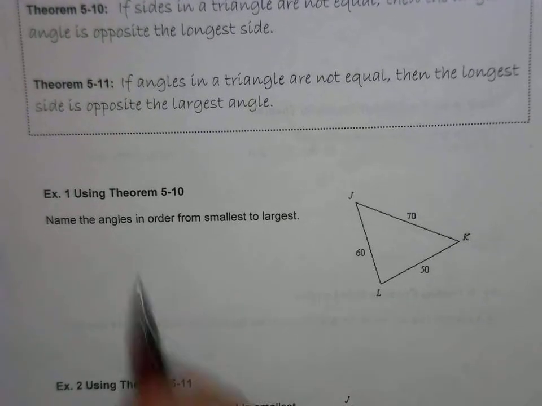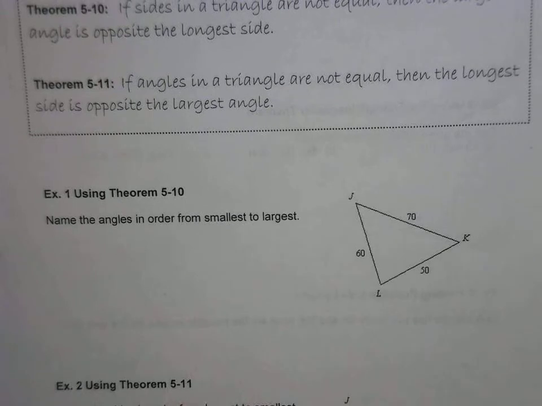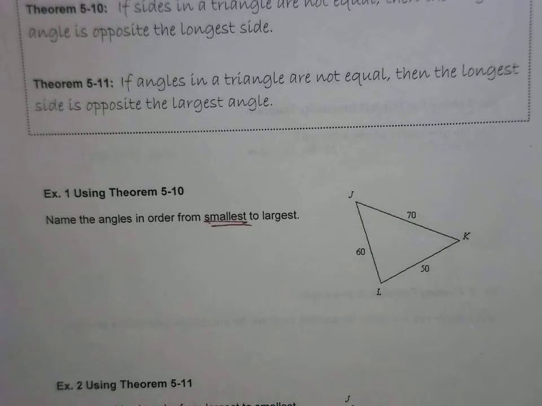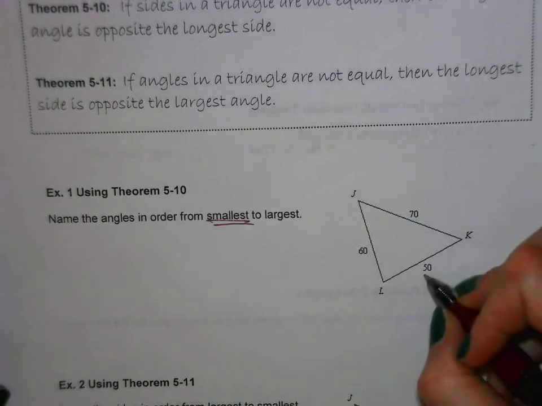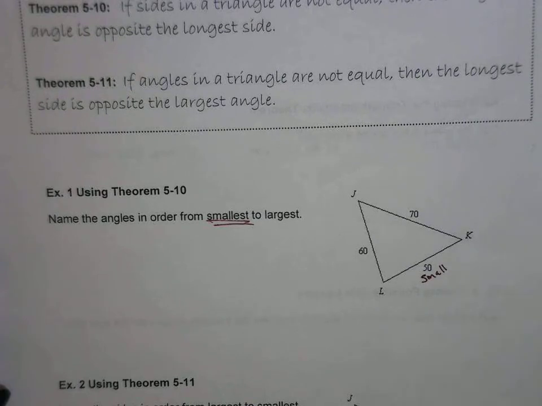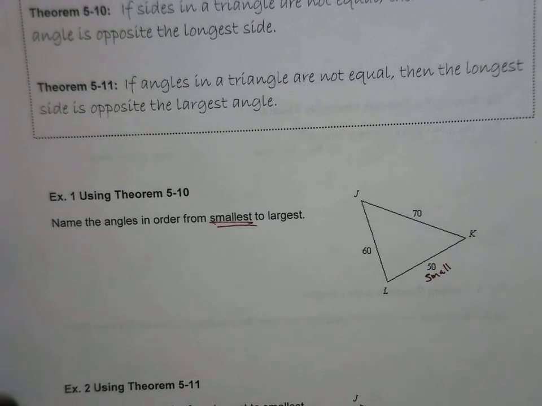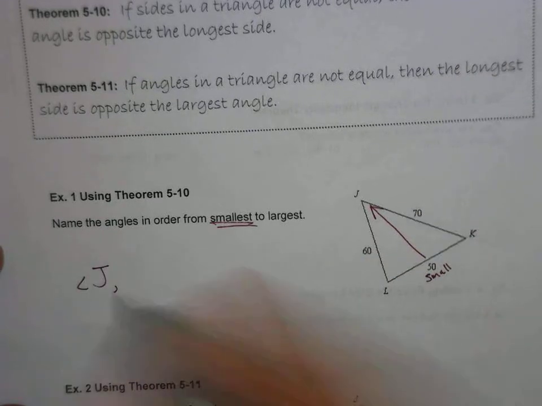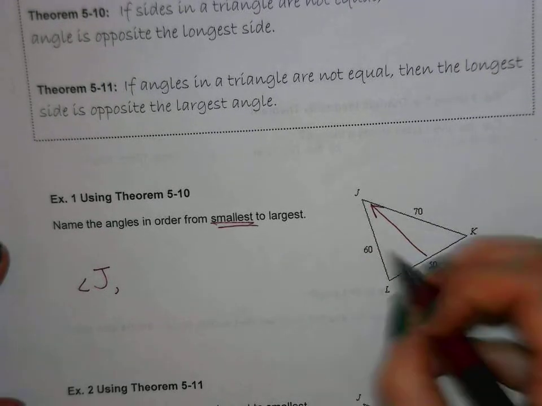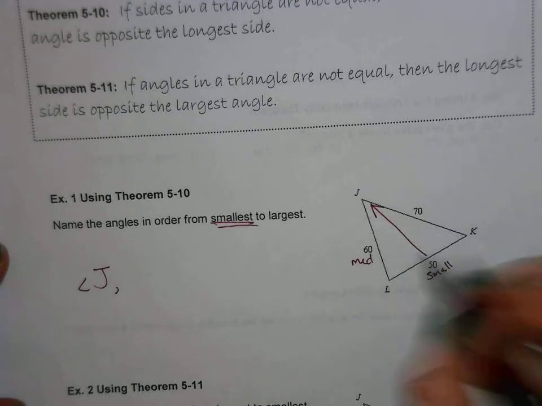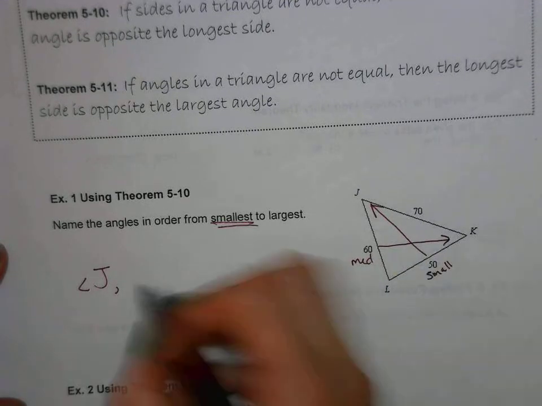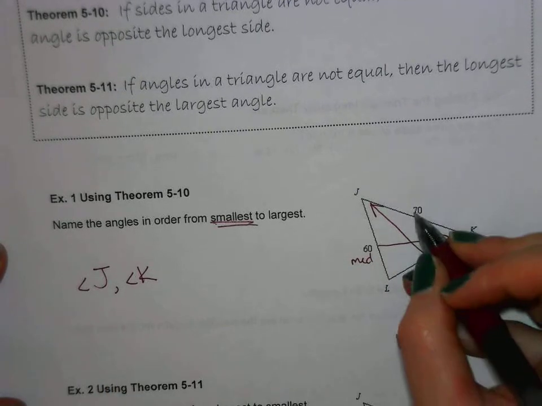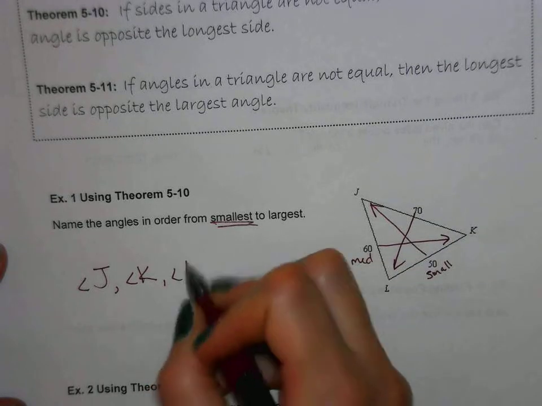We want to name the angles in order from the smallest to the largest. So we're looking right now, our smallest side is KL. So our smallest angle that's opposite would be angle J. The next smallest is 60, and that's opposite angle K. So then angle L is our largest.